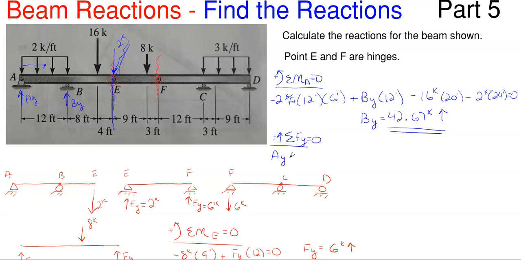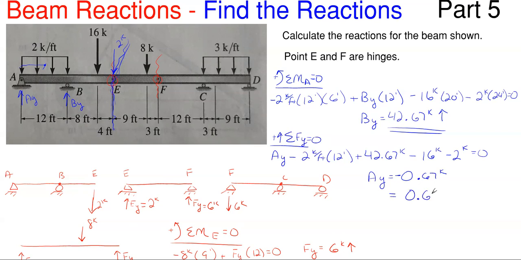Well, we have A_y assumed upward, so plus A_y, minus that uniform load of 2 kips per foot times the distance it runs, which is 12 feet, plus B_y, which is 42.67 kips, minus the 16 kips, and then minus the 2 kips there from the hinge at E, equal to 0. Well, A_y is my only unknown in there, so just rearrange and solve for it. And you get A_y equal to minus 0.67 kips. So the minus sign just indicates that I assumed the wrong direction. So A_y is actually going downward 0.67 kips.